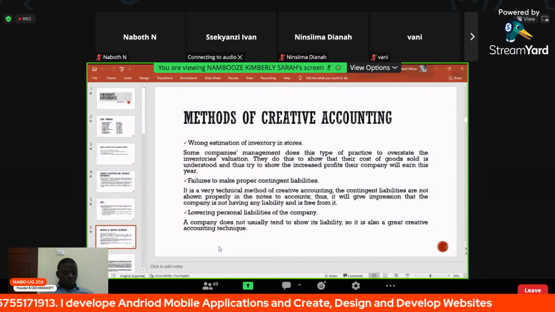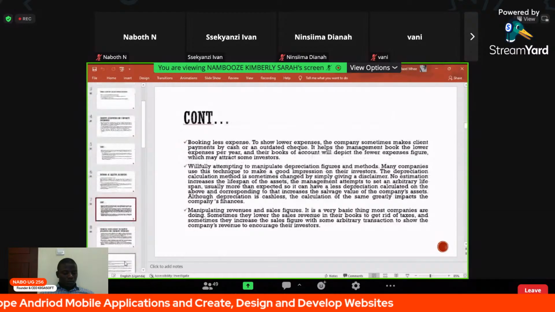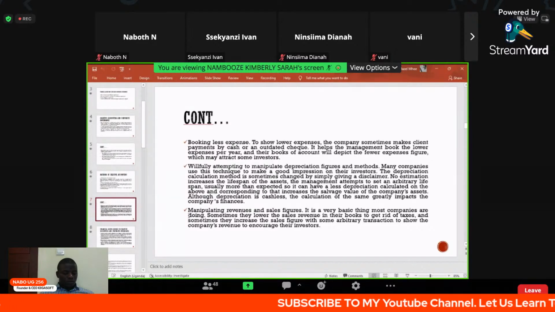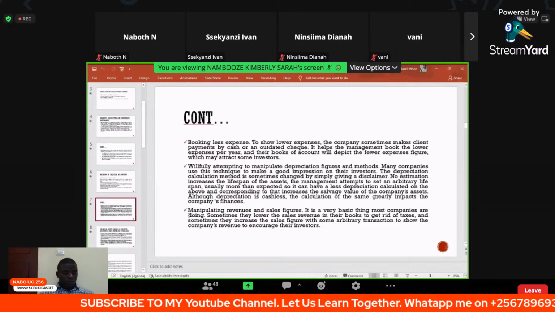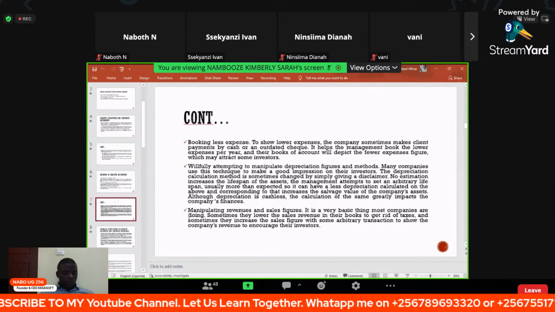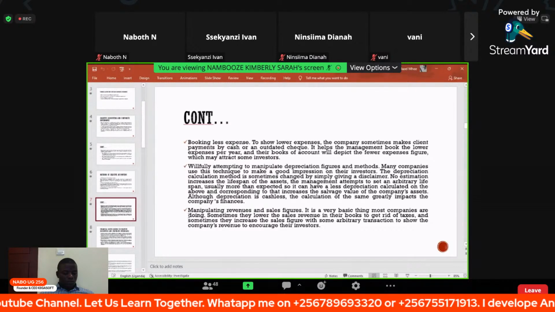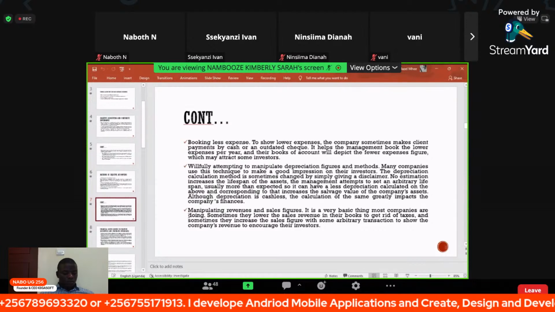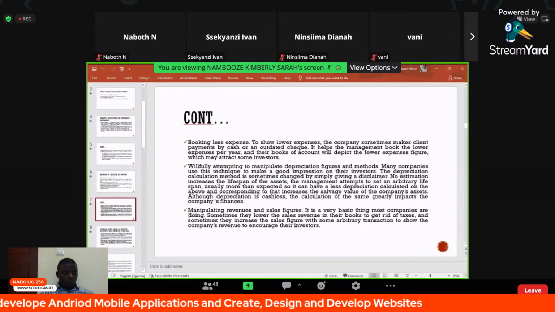And it's a continuation. It's saying they do more in booking less expense. They do this to show lower expenses, whereby the company makes client payments by cash or an outdated check. It helps them to lower expenses per year, and their books of account will show the fewer expenses figure. This may attract some investors.